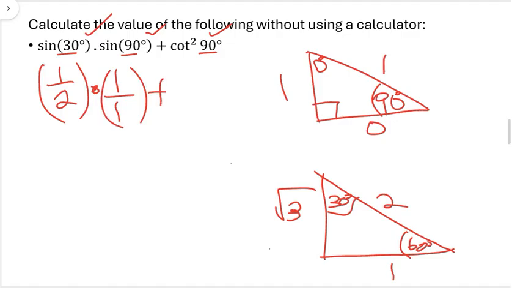plus cot of 90. Cot of 90 is, remember, cot is the inverse of, but this will be squared. Cot is the reciprocal, not inverse. Apologies about that. It is the reciprocal of tan, which means it's going to be adjacent over opposite. Adjacent is 0 over 1.